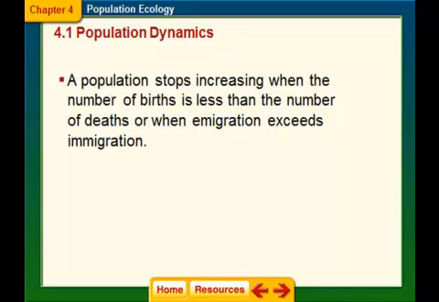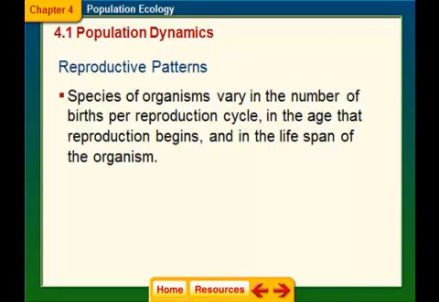Okay. What determines that S curve, and how fast that S curve happens, or how fast those organisms speed up and how many organisms are being born, has a lot to do with the reproductive pattern of a species. Now, different species have different reproductive patterns. They vary in how many births they have a year, how fast that happens, how old the female usually has to be in order to reproduce. Some organisms can reproduce right away, others have to wait several years.